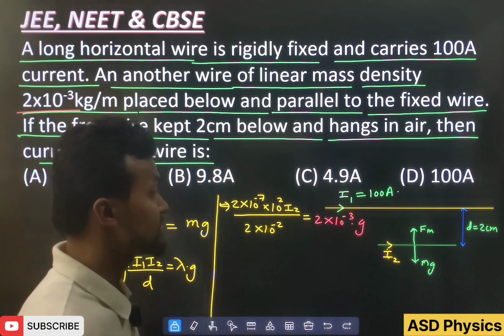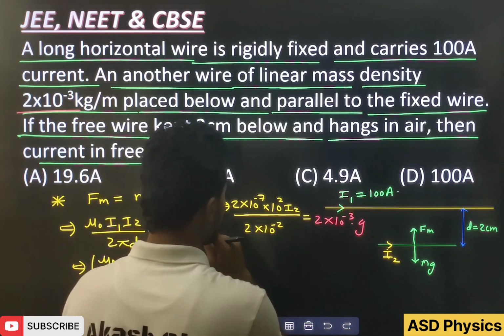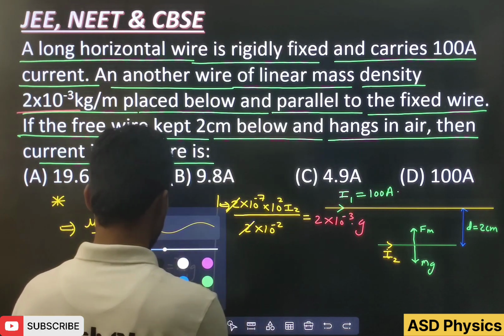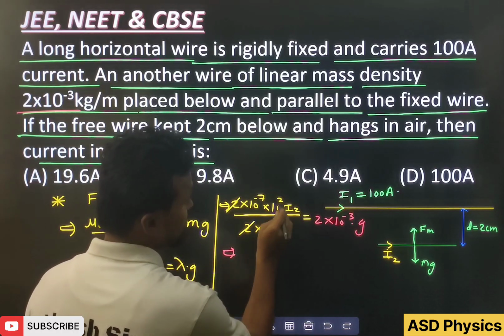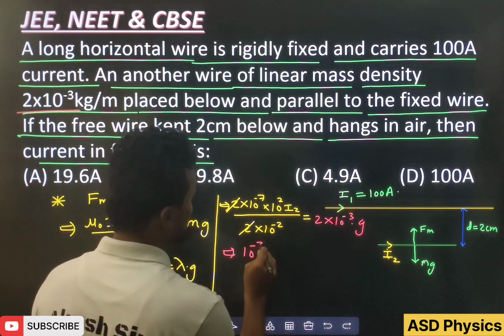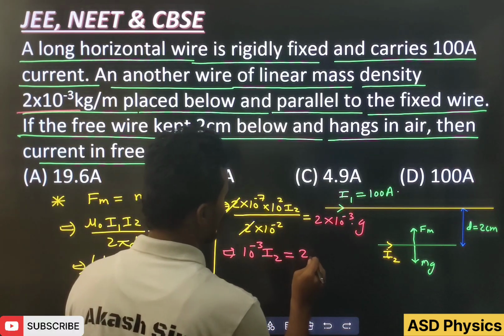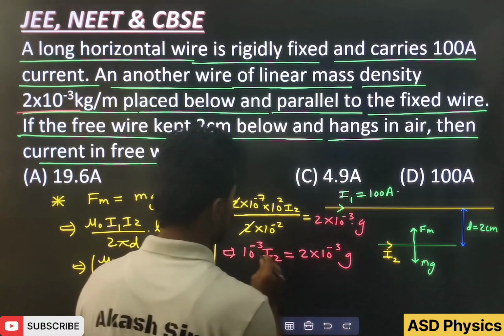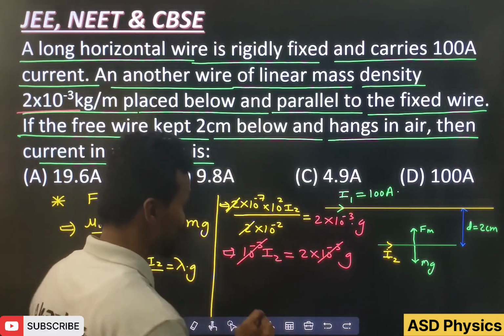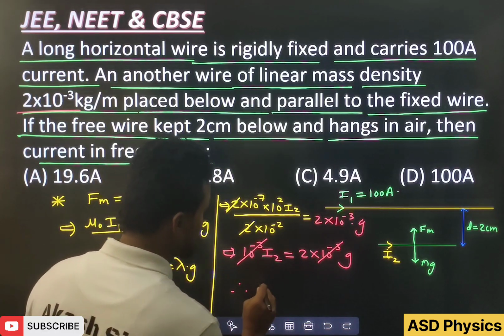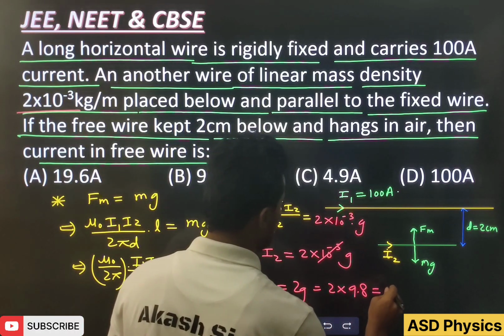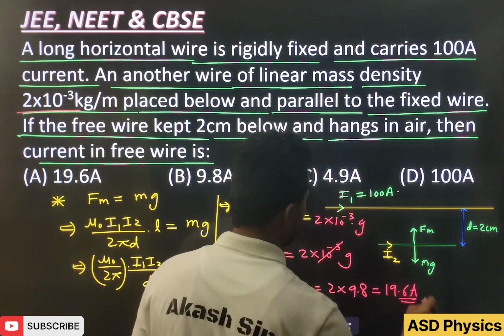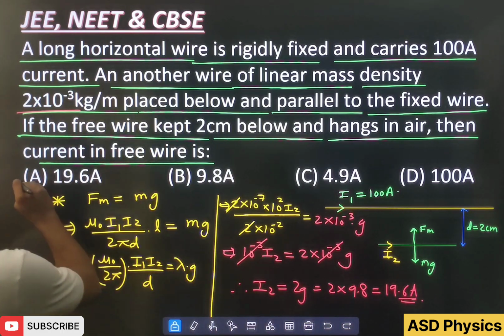Now after that we'll cancel the things. So kindly see, this 2 and this 2 anyhow cancelled. And if I write further, minus 2 will go up, so it will become 10 power plus 4, and minus 7. So 10 to the power minus 3 I2 is equal to 2 into 10 power minus 3 g. 10 power minus 3, 10 power minus 3 cancelled. So hence we can write, the I2 value is 2g. That means 2 times 9.8, so it will come to 19.6 ampere. The current should flow how much? 19.6 ampere. The correct option is option A.